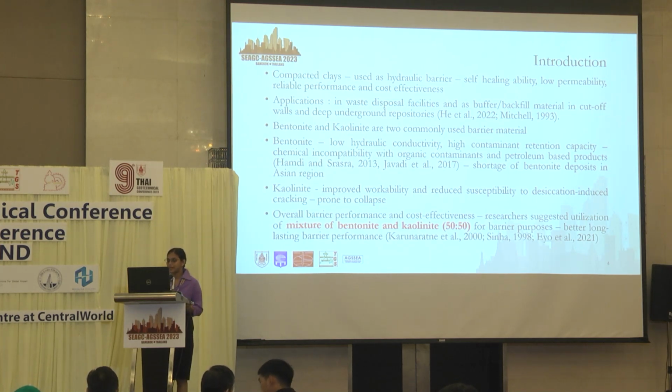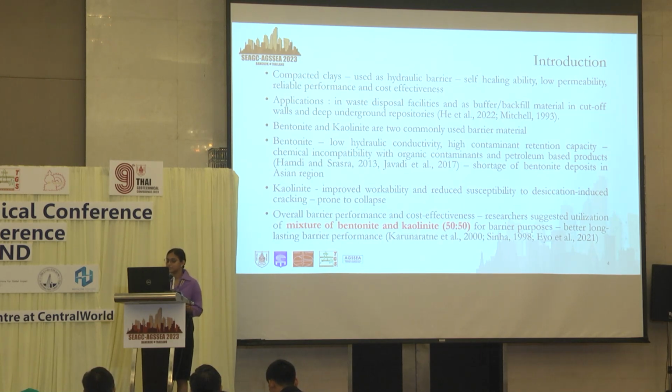Two commonly used barrier materials are bentonite and kaolinite. They have both advantages and disadvantages. Bentonite is a low hydraulic conductivity material, and it has high retention capacity as well. But the problem with this one is chemical incompatibility with organic contaminants and petroleum-based products, and in many Southeast Asian regions, there is a shortage of bentonite deposits. And in the case of kaolinite, it has improved workability and reduced susceptibility to desiccation-induced cracking.